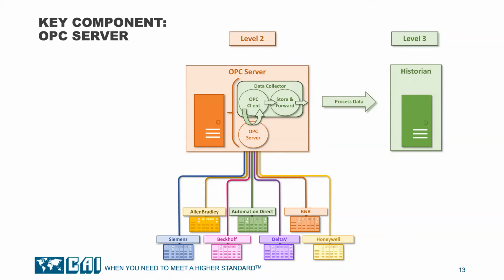Should the connection be lost between the OPC server and the data historian, the OPC client will continue to poll the OPC server per the tag configuration and buffer that data using store and forward. Depending on the size of the store and forward files, several days of data could be collected before any data would be lost. Once the historian is accessible, all the stored data will be forwarded to the historian.